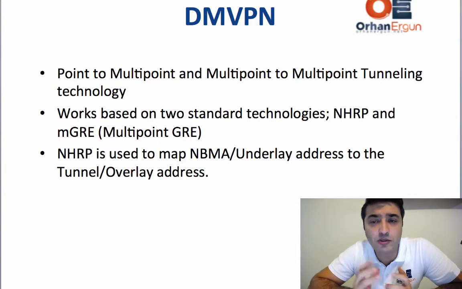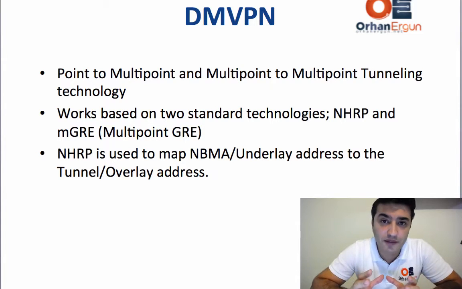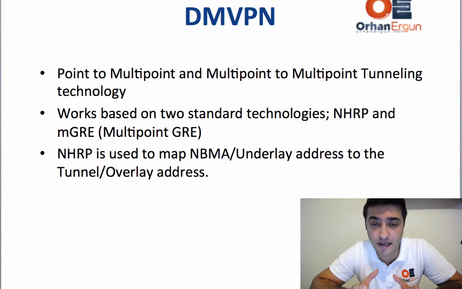DMVPN is a point-to-multipoint and multipoint-to-multipoint technology. So it's not point-to-point. Although in DMVPN phase 1, we will see there will be point-to-point, that's actually why it's not scalable. In general, DMVPN can be used in very large scale designs. So it supports multipoint to multipoint, which is generally full mesh topologies we can use.